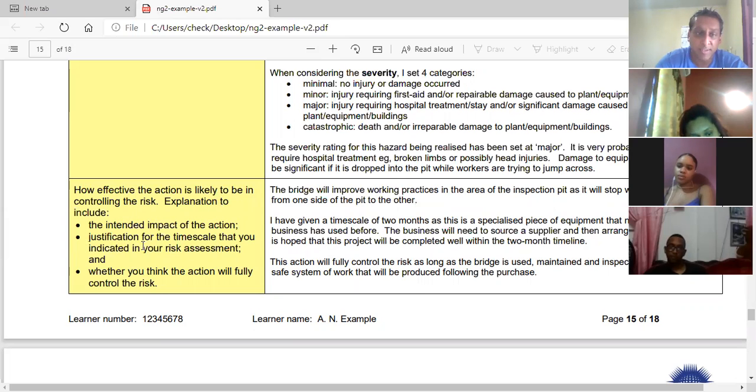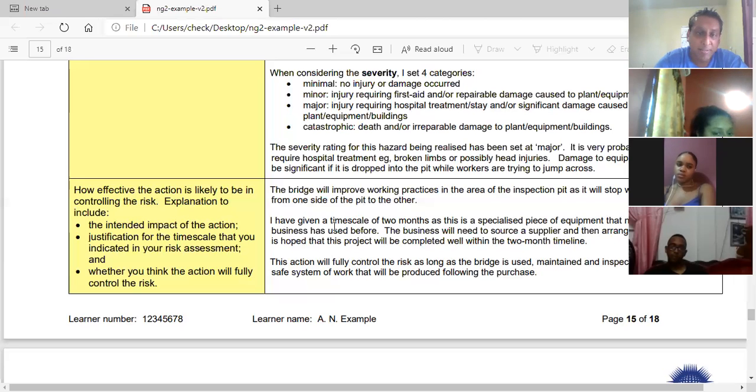You need to justify the time scale that you indicated on your risk assessment. I'm not going to scroll up again, it's going to take me too long, but justifying the time scale meant that the time you put to purchase the bridge, you have to say, how feasible is that? Is that workable? Do they have the money? Do they have the manpower? So you have to justify the time scale, right?